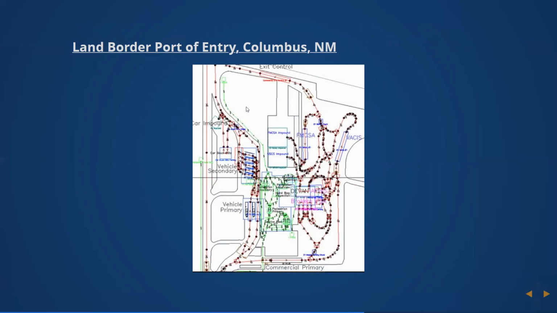This was the diagram we made in the simulation tool for simulating border crossings. This happens to be at Columbus, New Mexico, on the southern border with Mexico. Different kinds of entities, civilians or pedestrians, buses, privately owned vehicles, and commercial vehicles or trucks come in, get processed, do different things, and go out.